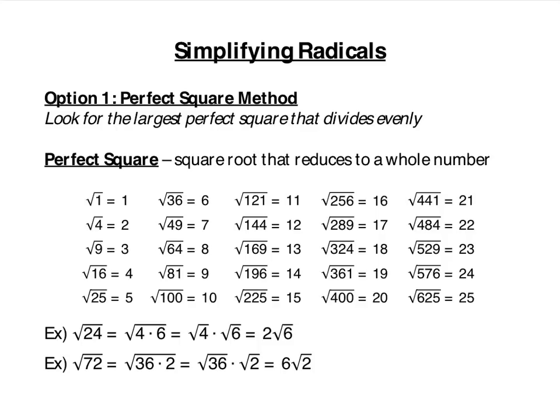Next we have the square root of 72. The largest perfect square that goes into 72 is 36. So the square root of 72 is the same as the square root of 36 times 2. Again, I can separate multiplied things under the radical. So the square root of 36 times the square root of 2, which will reduce down to 6 square roots of 2.